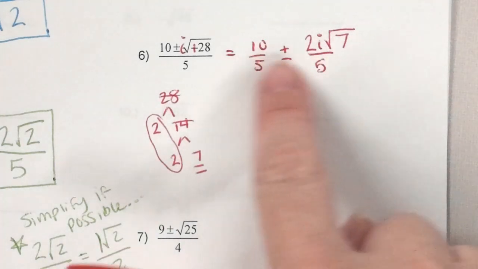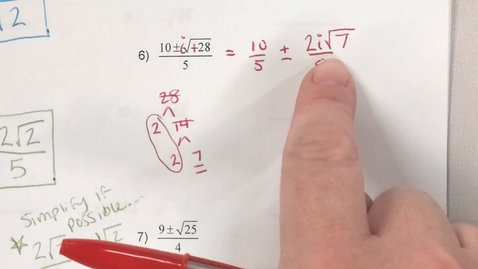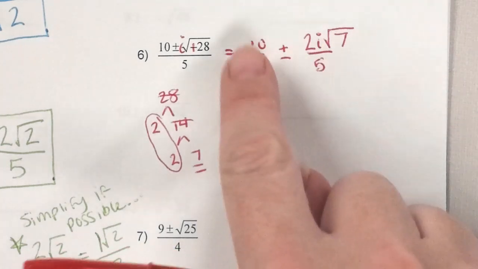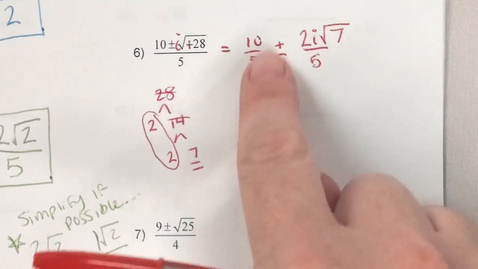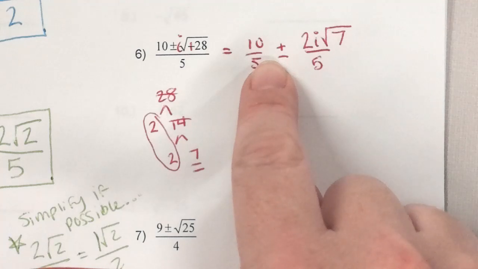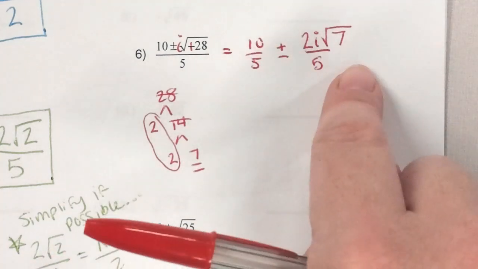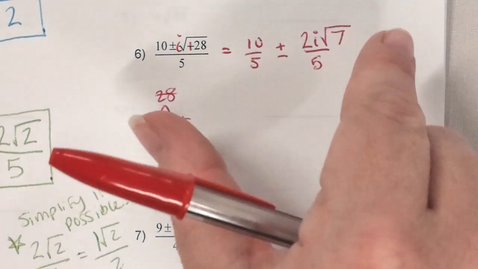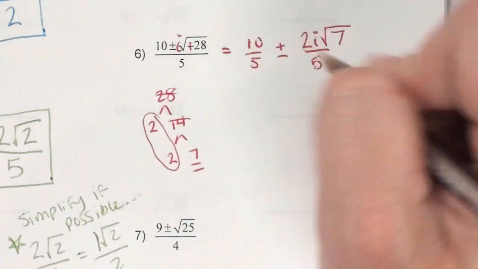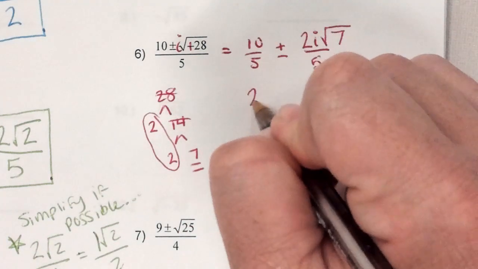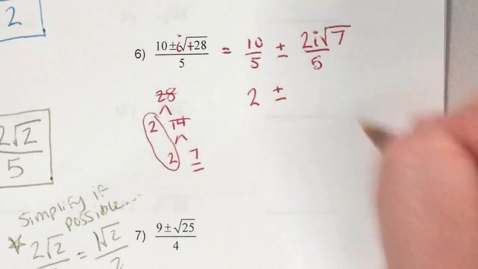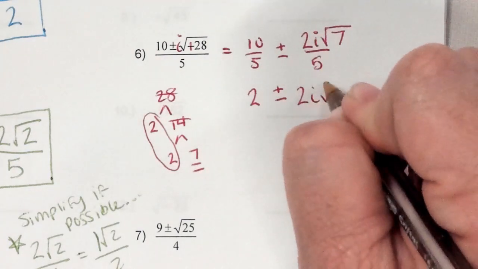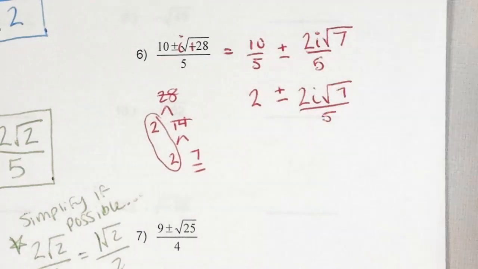Now, are these like terms? No. To be a like term, this has to also be imaginary, and it also has to have a radical 7, root 7. It doesn't have that, so these are not like terms. So these cannot simplify together. I cannot add or subtract these. But I can simplify my fraction. So 10 over 5 simplifies to 2. 2 over 5 doesn't simplify, so this stays 2I root 7 over 5.